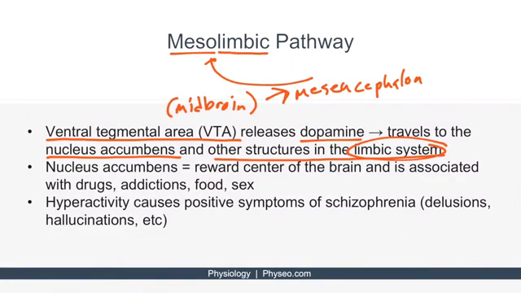Now the nucleus accumbens is the reward center of the brain, and it's associated with drugs, addictions, food, sex, and other things like that. And when you have hyperactivity of the nucleus accumbens, you get the positive symptoms of schizophrenia, which include delusions and hallucinations.